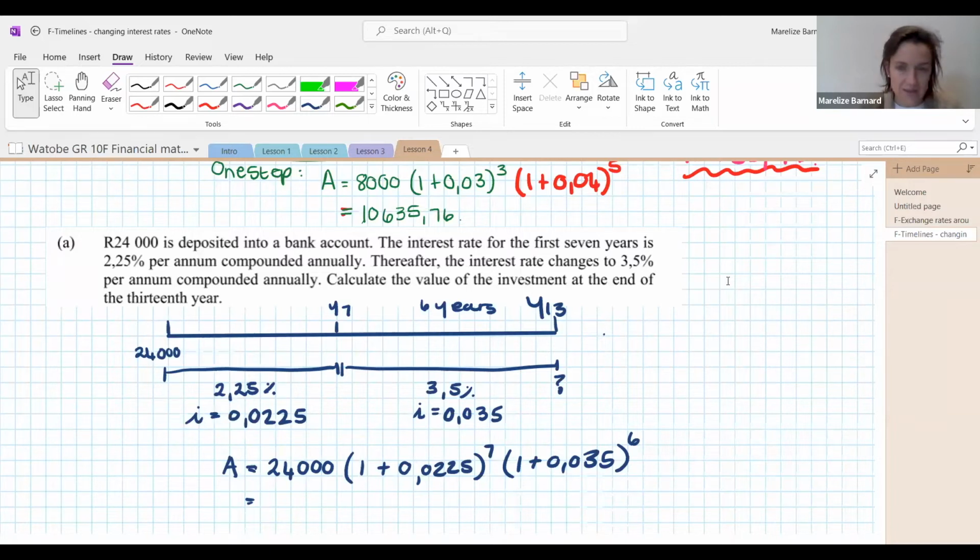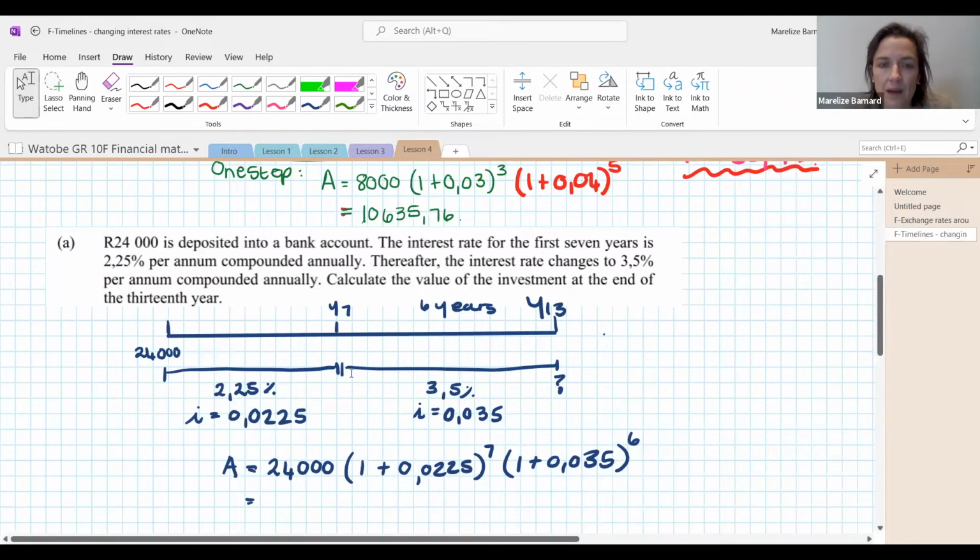Okay, 1 plus 0.035, and then to the power of 6. The 6 comes from the last part of the investment, from year 7 to year 13, the last 6 years. That's where it comes from.